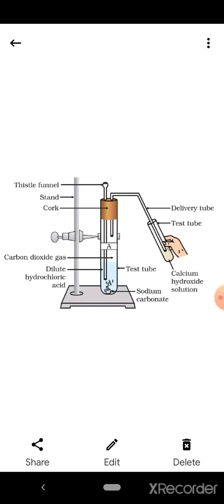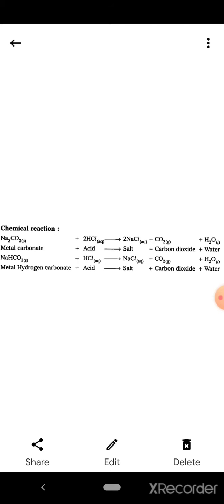Now what happens in the reaction occurring in above activity? What happens in test tube A? Sodium carbonate reacts with dilute HCl, okay. Sodium carbonate means what? Na2CO3. It reacts with HCl, that is hydrochloric acid solution, to give sodium chloride, carbon dioxide and water. And for test tube B, the reaction is written as sodium hydrogen carbonate, that is NaHCO3, when it reacts with HCl solution, you will get common salt, that is NaCl, carbon dioxide and water.